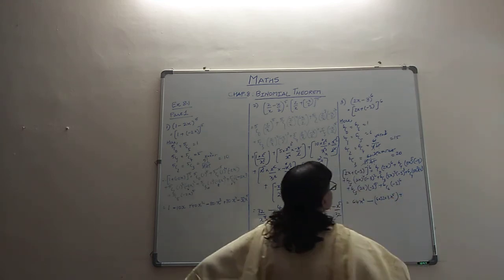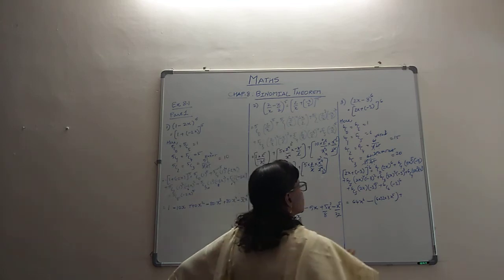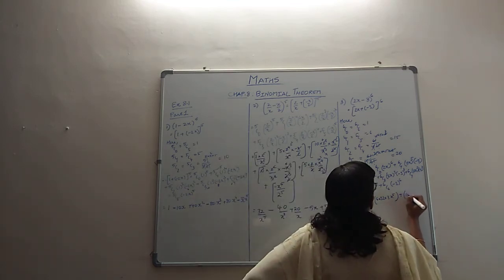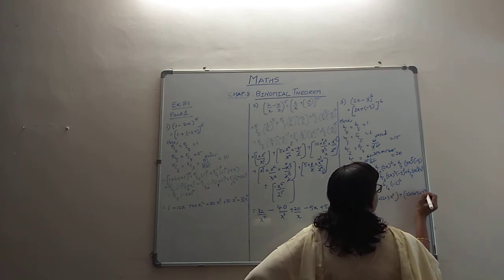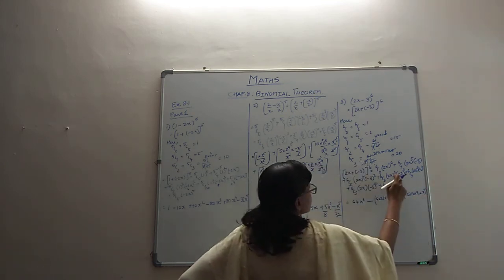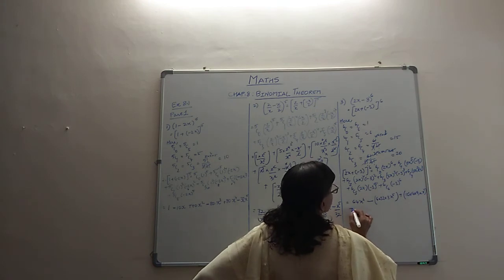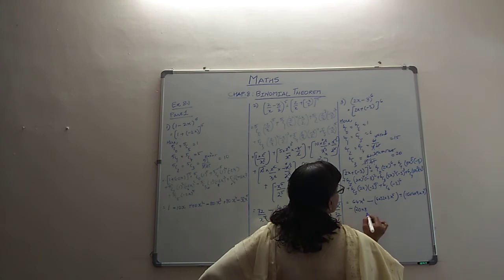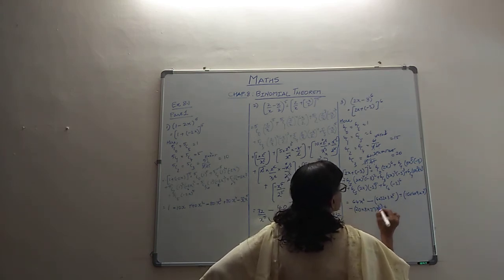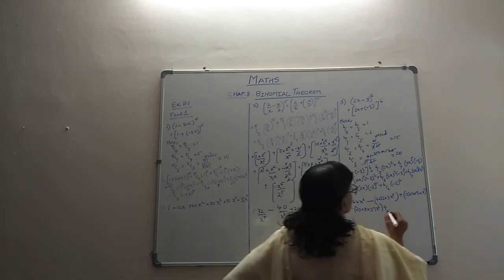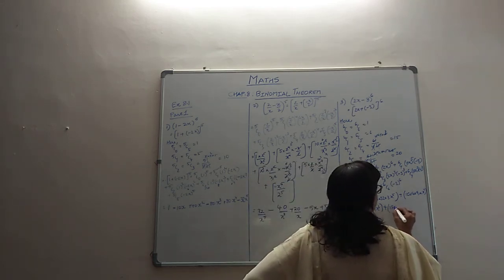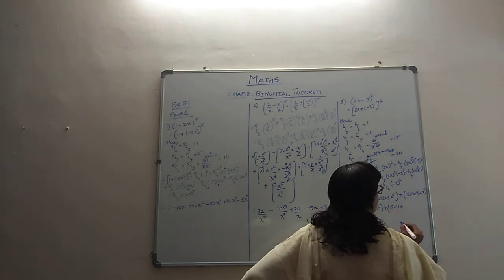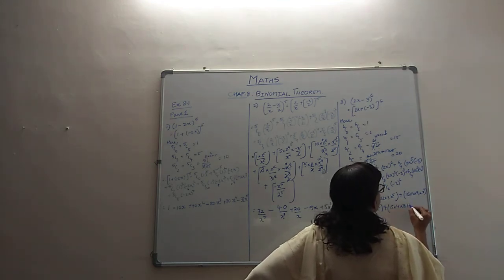Second term, 6c2, which is 15. 15 is there, then 16 is there, 9 is there, and x raised to 4. Then this is a negative term. 6c3 is 20. Then 2 cube, which is 8. 3 cube, that's 27. x cube. Next term, 6c4, it is 15. 2 squared, 4. 3 raised to 4, 81. x squared.